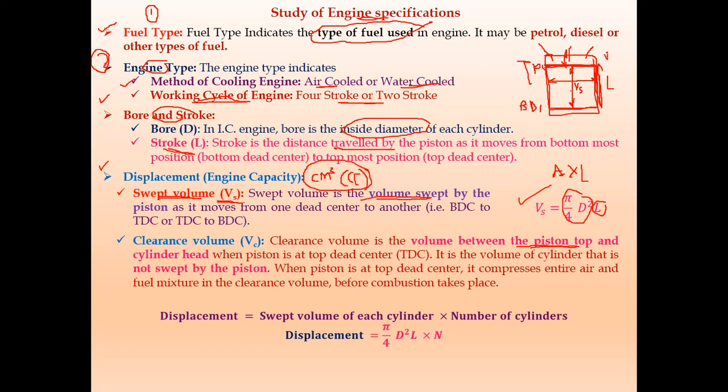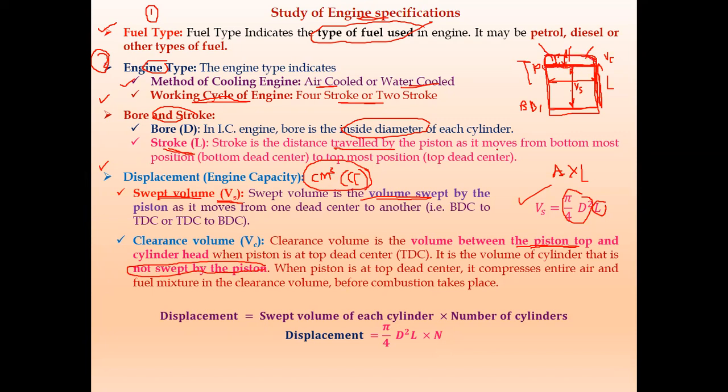It is generally denoted by VC. So clearance volume is the volume between piston top and cylinder head when the piston is at top dead center. It is the volume of the cylinder that is not swept by the piston. From top dead center to the head of the cylinder, there is no movement of the piston, so it is called the clearance volume.